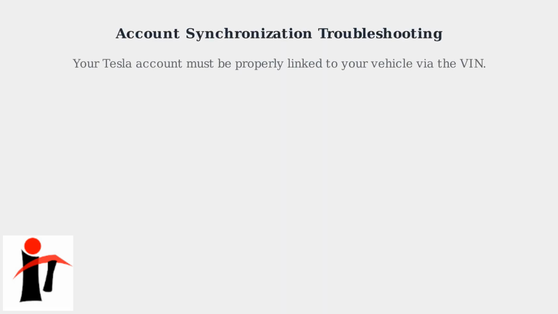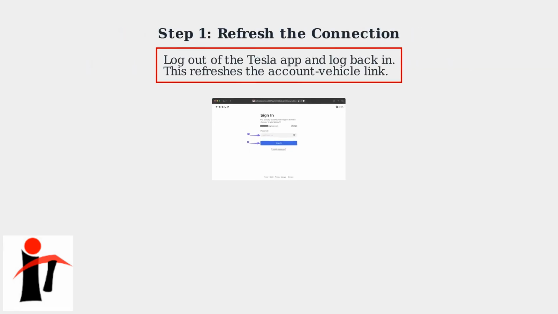Account synchronization is crucial for the Tesla app to communicate with your vehicle. The app links to your vehicle through your Tesla account and the vehicle's VIN. If this connection is broken, you'll see the could not find vehicle error. First, try refreshing your connection. Log out completely from the Tesla app, then log back in with your credentials. This forces the app to reestablish the link between your account and the vehicle's VIN.